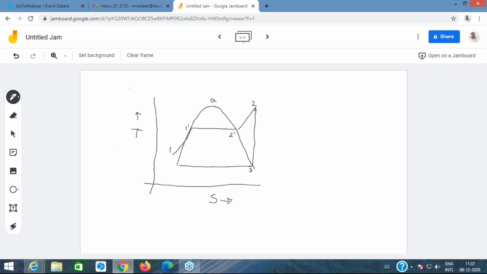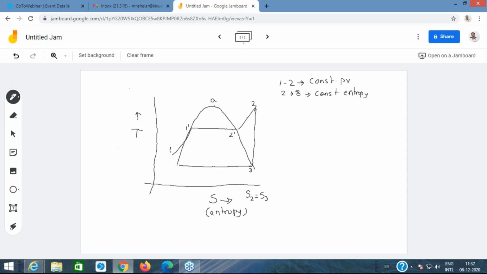So 1 to 2 is a constant pressure process, and 2 to 3 is a constant entropy process. You see on the diagram that I have drawn it as a vertical line. Why is it vertical? Because I am plotting a temperature entropy diagram. So on a temperature entropy diagram, S2 has to be equal to S3 if it is an isentropic process.